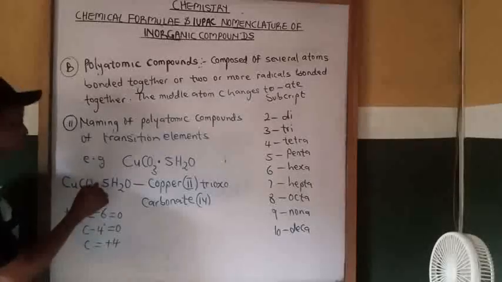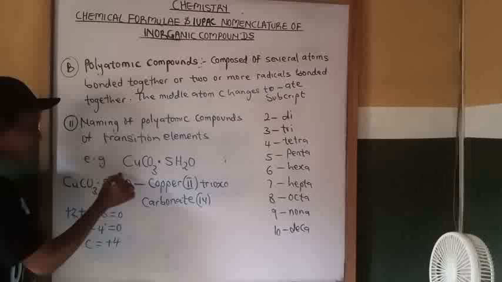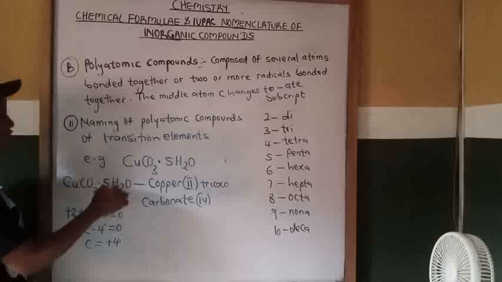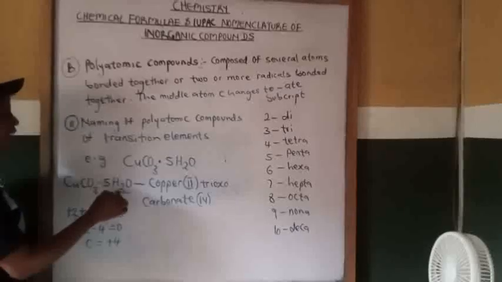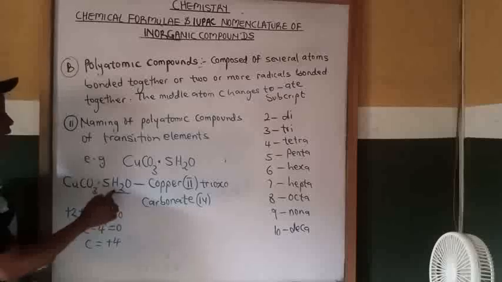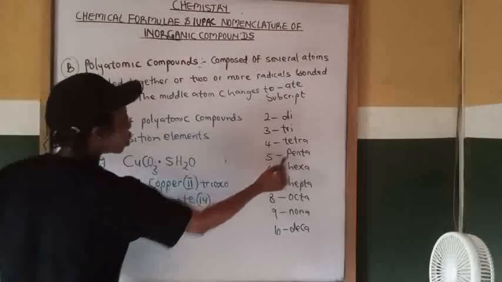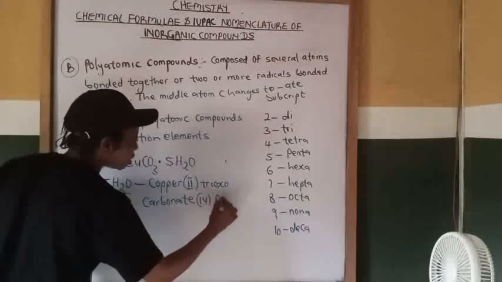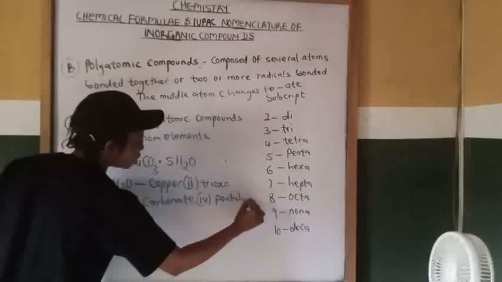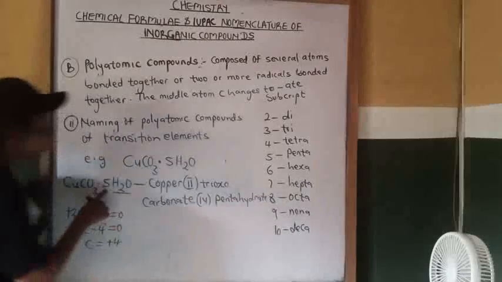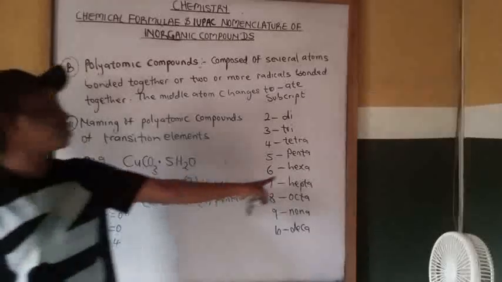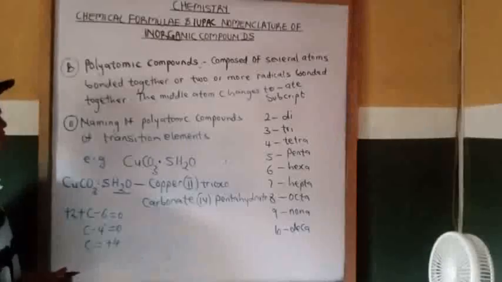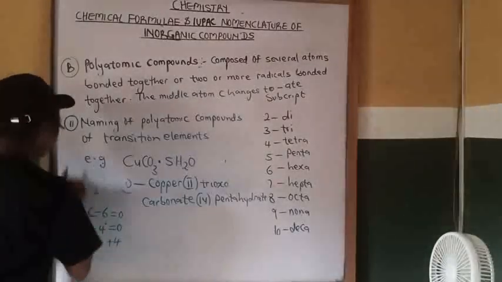So it is copper 2 trioxocarbonate 4. Then dot. Then we name this water molecule. Water we change to hydrate. Water is hydration, that's addition of water, and the hydration we change to hydrate. How many hydrates do we have? 5, so we call it penta. 5 is penta; we call it pentahydrate. If you have 6 here, you call it hexahydrate. If you have 7 water molecules, you call it heptahydrate. So let's take one more example.